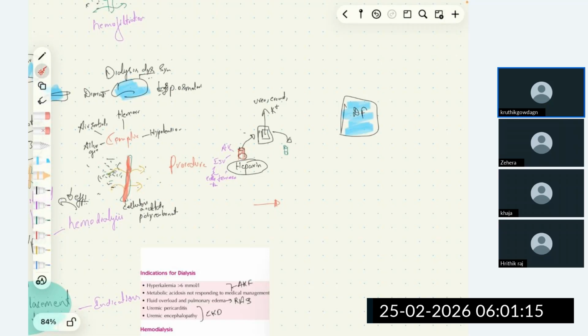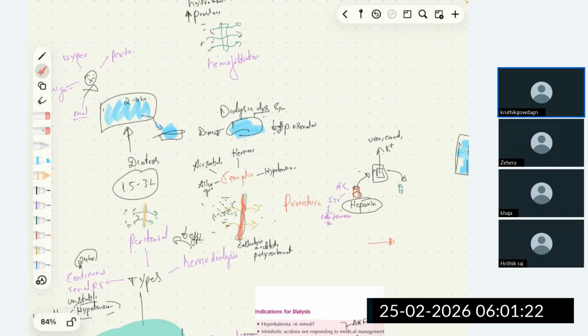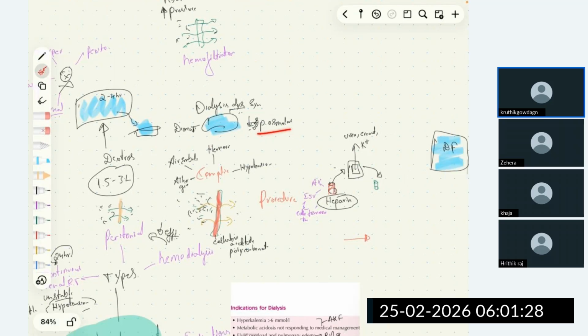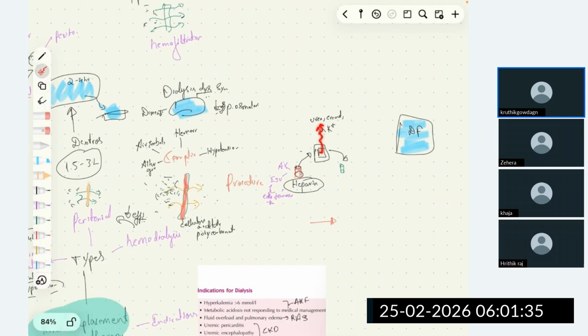These are all the complications related to the procedure. Another important complication is due to rapid decrease in plasma osmolarity. What is plasma osmolarity? Why is it decreased rapidly? Because the solutes are being removed from the blood into the dialyzing fluid across the semi-permeable membrane.